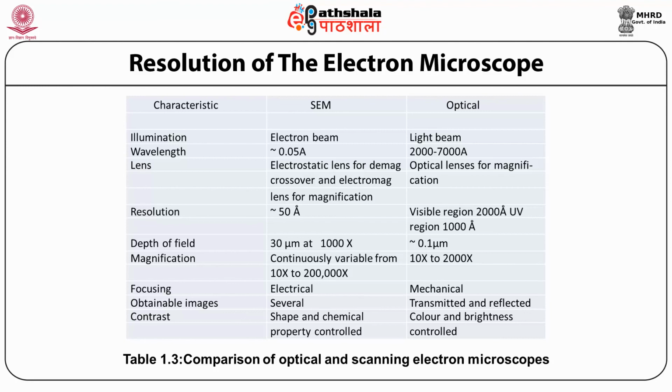The magnification obtained in the SEM is continuously variable from 10x to 2 lakh x, while for optical microscopes it varies from 10x to 2000x. The focusing in SEM is electrical, while in optical microscopes it is mechanical. The obtainable images in SEM are several, while in optical they are transmitted and reflected. The contrast in SEM is shape and chemical property controlled, while in optical microscopes it is color and brightness controlled.